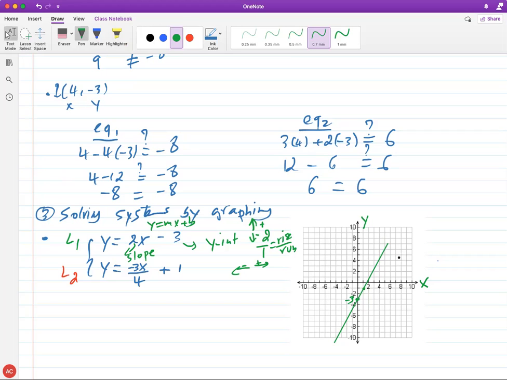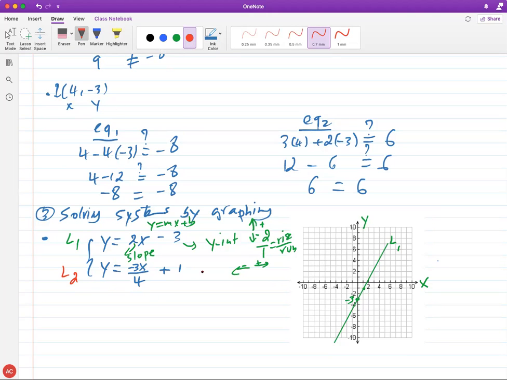Let's call this line 1. Okay, so far we're done with line 1. So we're going to repeat the same process for line 2 here. And we're going to see where it lands, either like this, or parallel, or on top of the other one. We don't know yet. Let's find out.